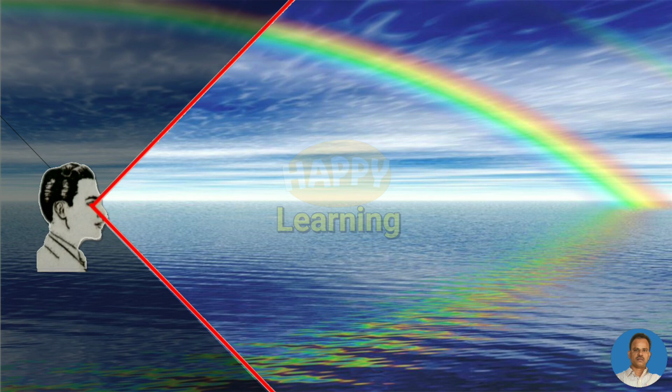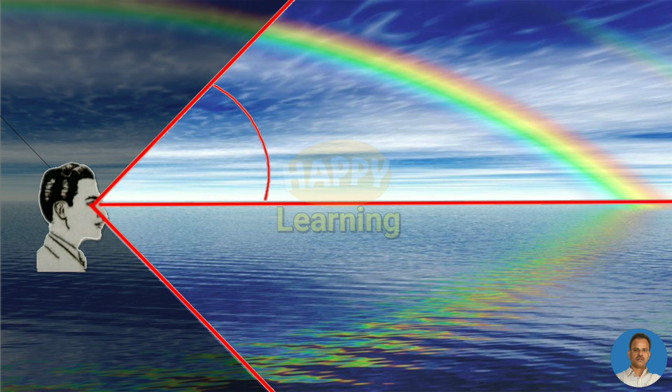Then draw a line normal to the eye. You will find that the angles are 60 degree and 60 degree. That means this person is able to see the things in front of his eyes that are covered by a cone having angle 60 degree with its axis. So this angle 60 degree is called the angle of vision.